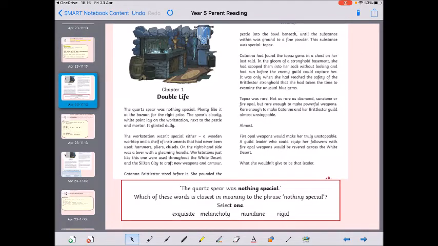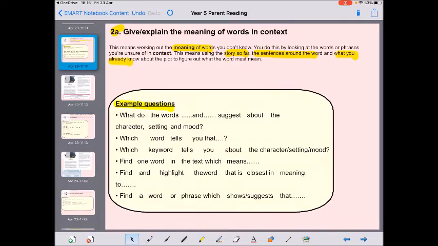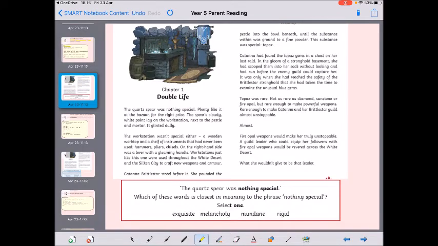Here is an example of a chapter which is called Double Life. And here is a question that links to the content domain of meaning of words in context. The quartz sphere was nothing special. Which of these words is closest in meaning to the phrase nothing special? Select one. So the children would find where it says the quartz sphere was nothing special, have a read around that sentence and see if there's any clues which would help them to work out what that word means out of the ones here below.